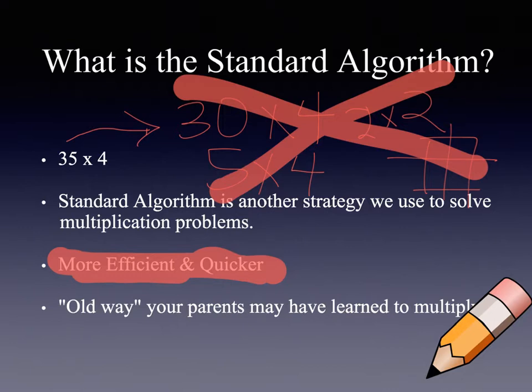Your parents might also refer to this as the old way of multiplying, or the way that they learned when they were back in school. They didn't learn all those fancy strategies that you learned in 4th grade last year. They only learned how to do the standard algorithm. So that's really good, because then your parents can show you and maybe practice at home with you.